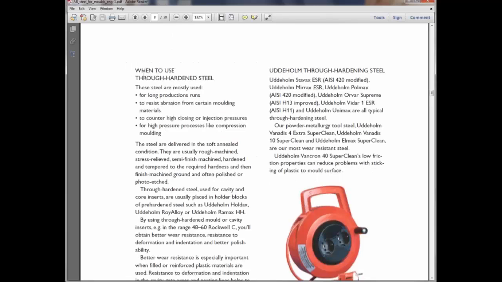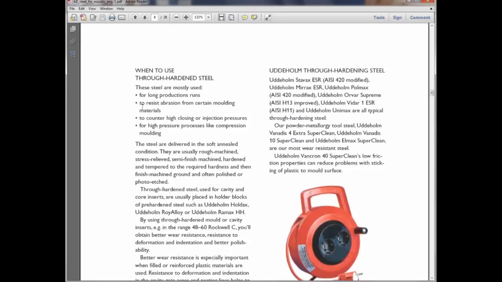Here they have some reason when to use through hardened steel. For long production runs, like when you are going to manufacture plastic bottles on a long production line, at that time we go for through hardening, where a bulk of mass production is required. We go for through hardened steel.